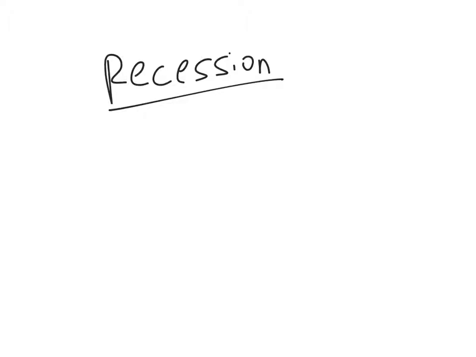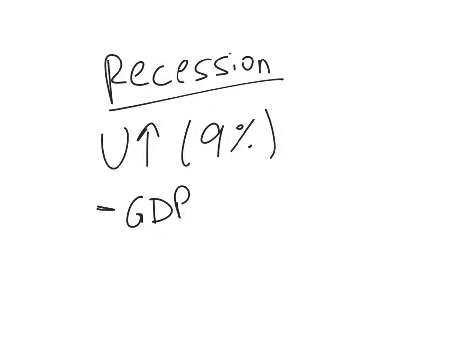A recession is characterized by high rates of unemployment, such as, let's say, 9 or 10% or higher than that. The unemployment rate should be around 5%, so that's much higher. And generally speaking, GDP tends to be negative in recessions as production levels fall.